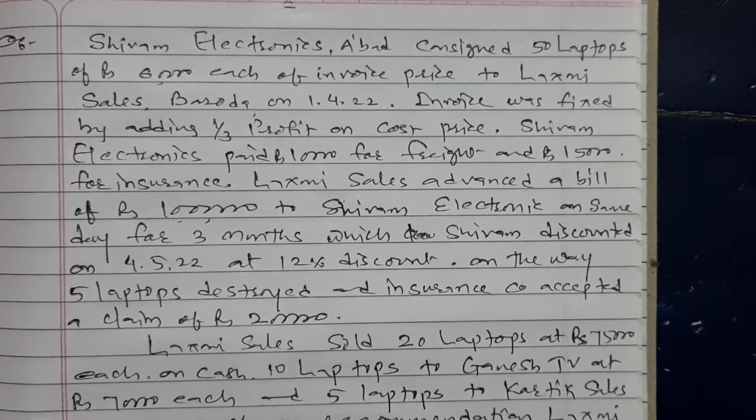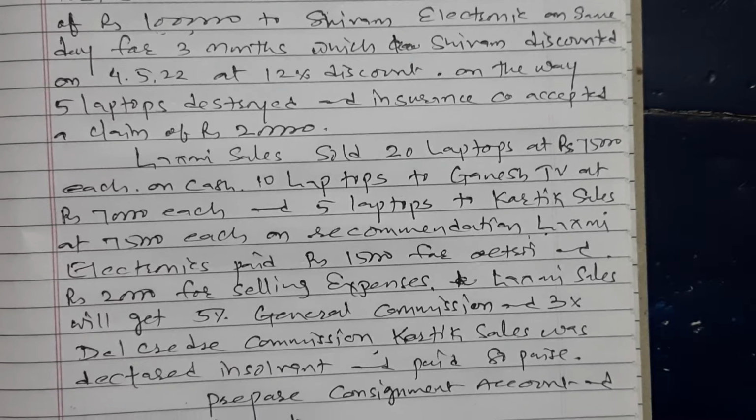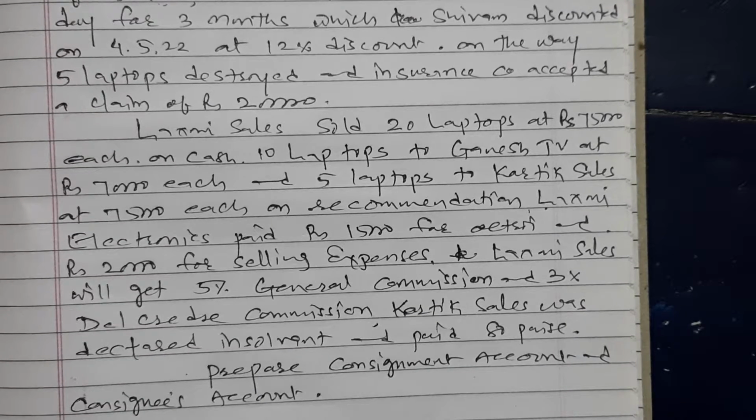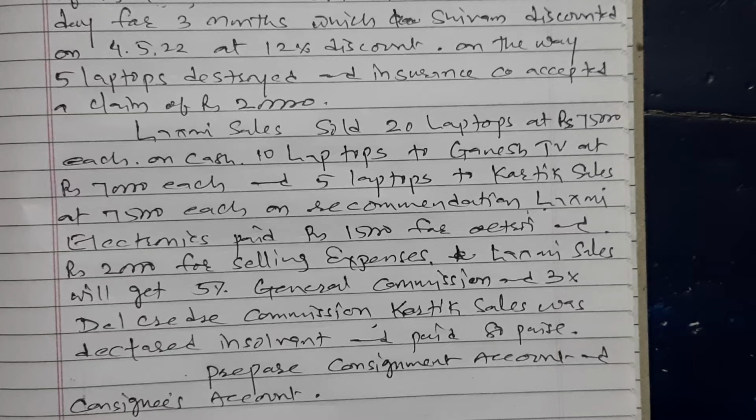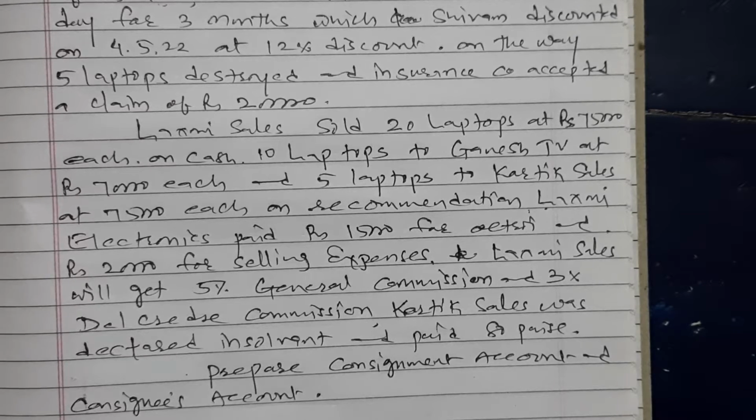Lakshmi Sales sold 20 laptops at 75,000 each on cash and 10 laptops to Ganesh TV at 70,000 each, 5 laptops to Karthik Sales at 75,000 each on recommendation. Lakshmi Sales paid 15,000 for octroi and 20,000 for selling expenses. Lakshmi Sales will get 5% general commission and 3% Del Credere commission. Karthik Sales was declared insolvent and paid 80 paise. Prepare consignment account and consignee's account.